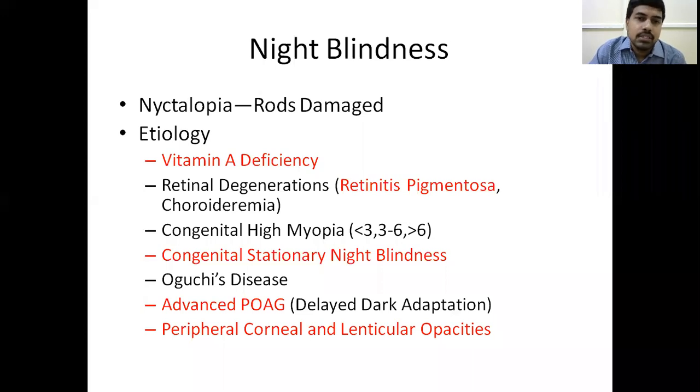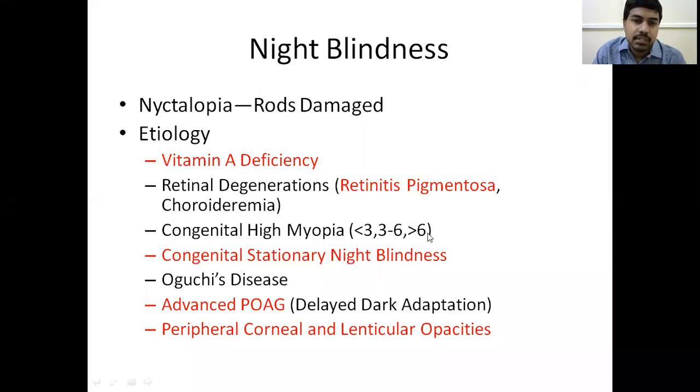So what is the etiology? It could be vitamin A deficiency. In xerophthalmic fundus, you can get night blindness, or retinal degenerations like retinitis pigmentosa or choroideremia, and congenital high myopia. In high myopia also you can get night blindness. High myopia is more than 6. Myopia of less than 3 diopters is called mild, 3 to 6 is known as moderate, and more than 6 is known as high myopia.